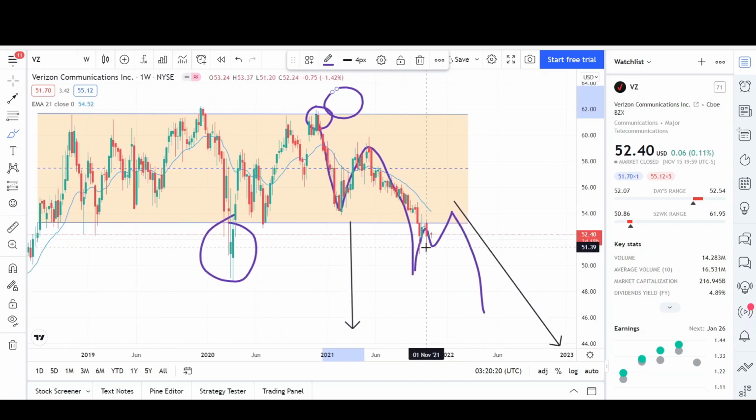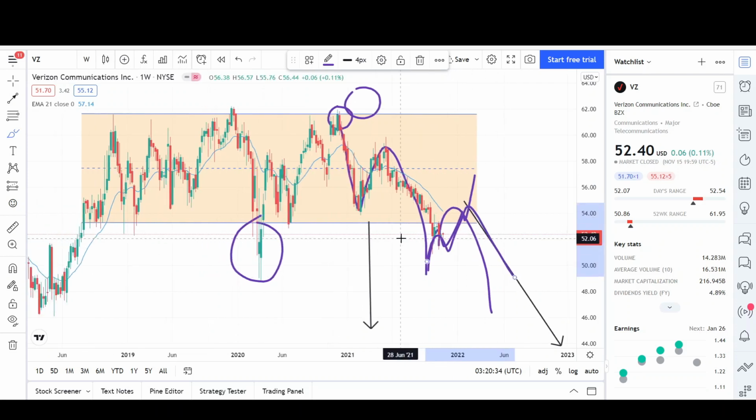We could do something where we come back inside the range and find support and then never look back down again. We could just continue to trend higher. But as of right now, we just have to wait to see how this plays out. I believe it will play out as a two-legged correction up and then another leg down. So that's pretty much my analysis for Verizon Wireless, Verizon Communications.